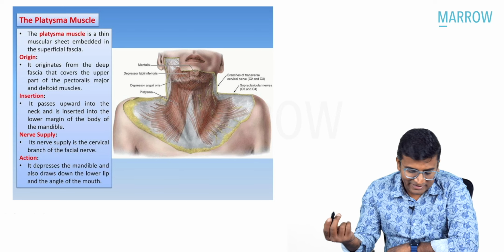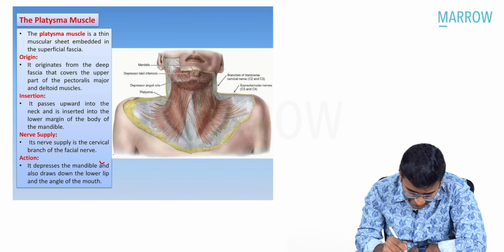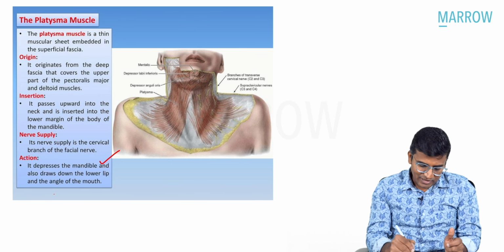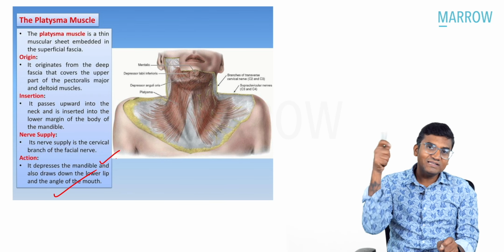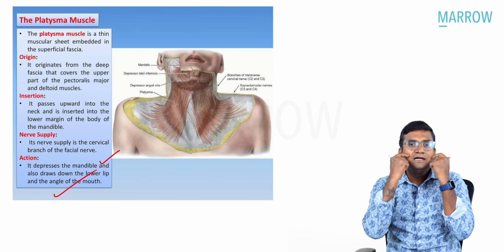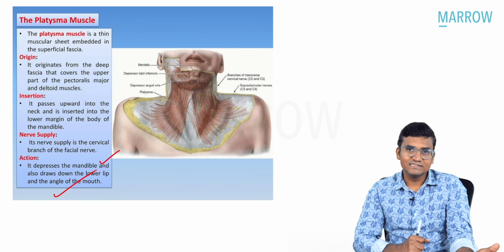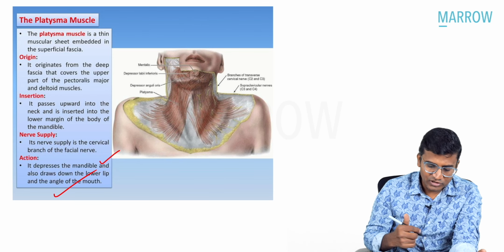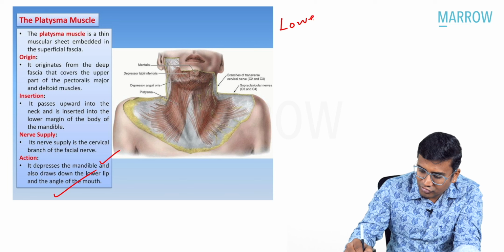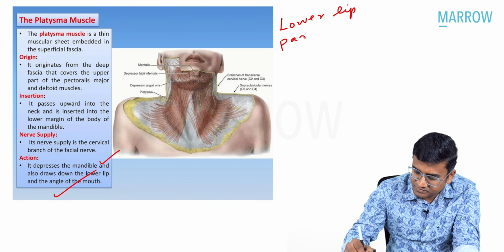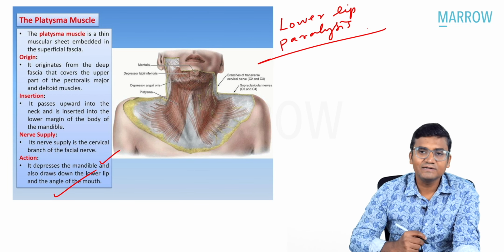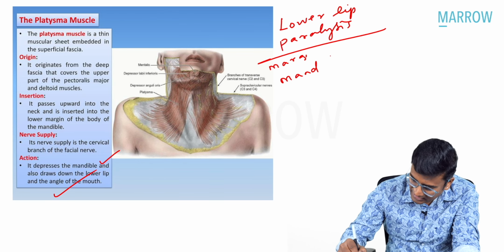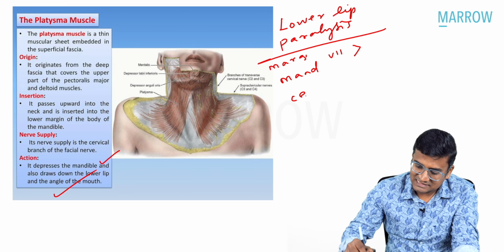Now what is the action of platysma? The platysma muscle depresses the mandible, number 1. Number 2, it also draws down the lower lip and the angle of the mouth. So even in the case of cervical branch of facial nerve involvement, the patient has lower lip palsy because this muscle also pulls the lower lip and the angle of the mouth down. Clear? So whenever you see a case of lower lip paralysis, what is the best answer? The marginal mandibular branch of the facial nerve is the best answer, greater than the cervical branch.